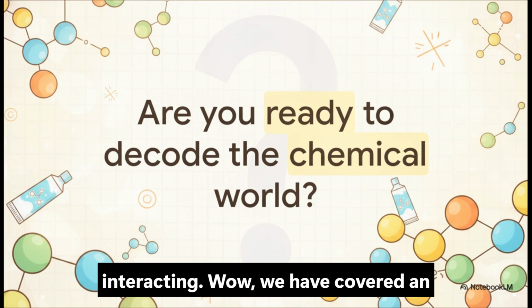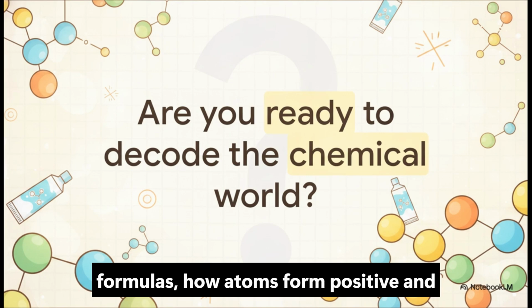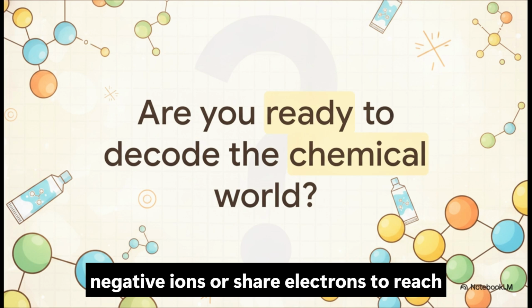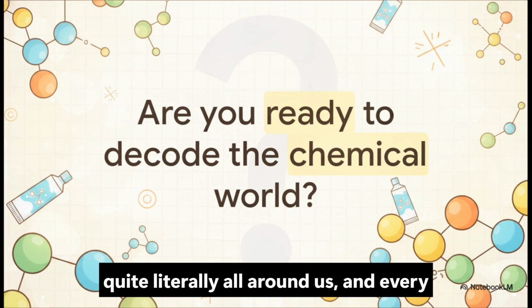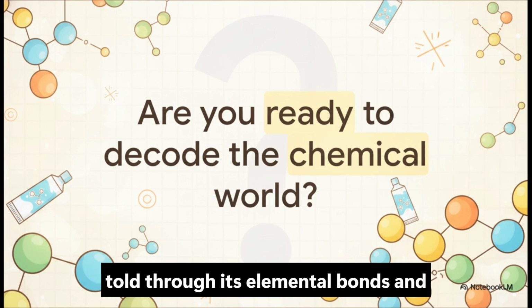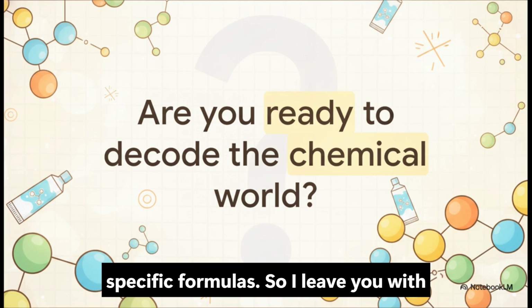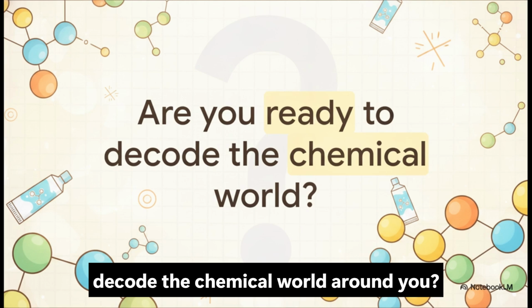Wow, we have covered an incredible amount of ground today. You've learned how to read chemical formulas, how atoms form positive and negative ions or share electrons to reach stability, and the exact crisscross steps to name binary compounds. Chemistry is quite literally all around us, and every single molecule has a fascinating story told through its elemental bonds and specific formulas. So I leave you with this final question. Are you ready to decode the chemical world around you?